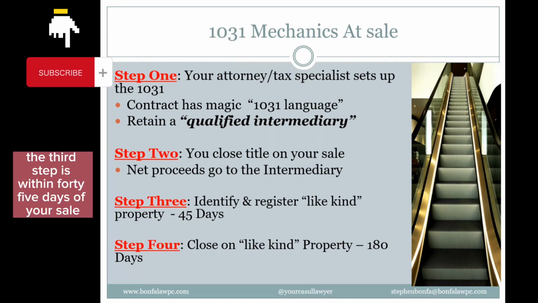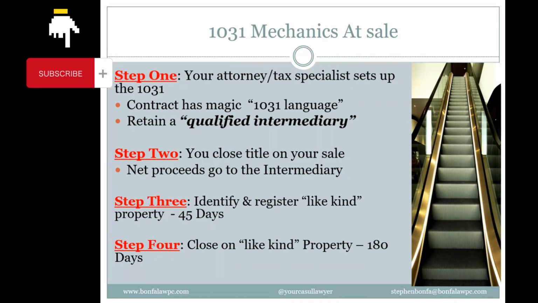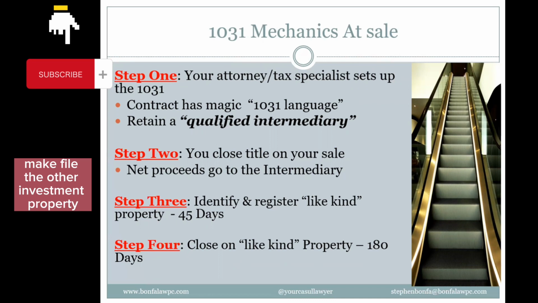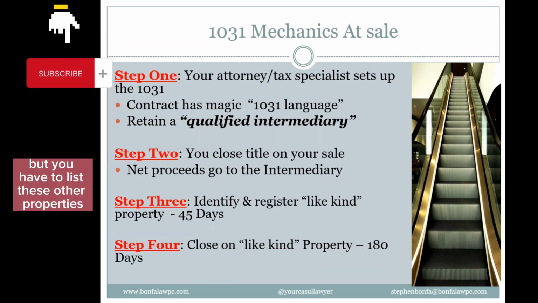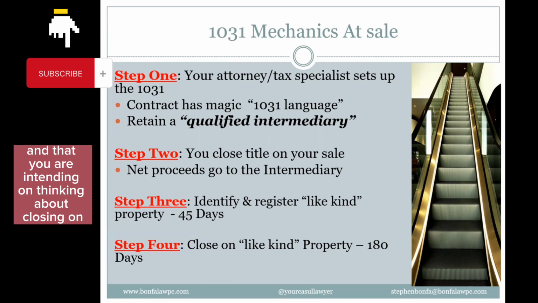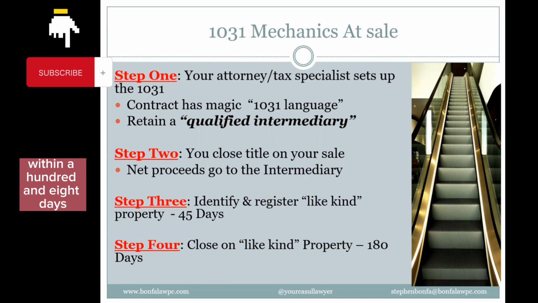The third step is within 45 days of your sale, you have to identify and register and file the other investment property that you're purchasing. You can list a whole bunch of them. You don't have to close on all of them, but you have to list these other properties, like-kind properties that you are intending on thinking about closing on. And the final step is you close on that property within 180 days.